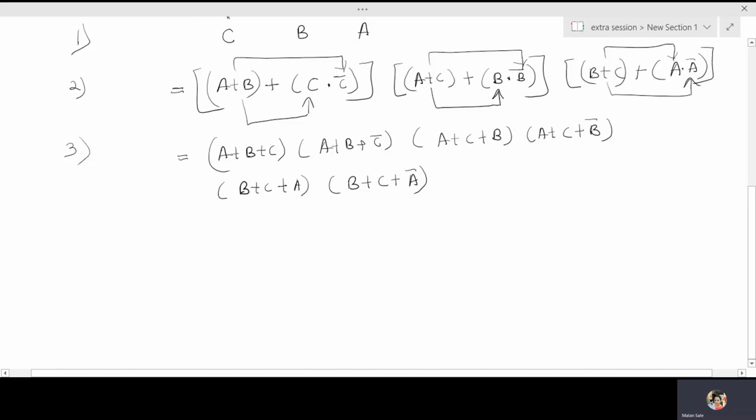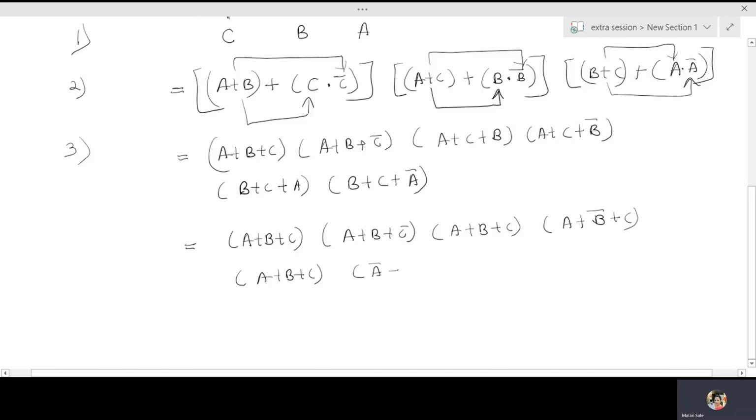After the expand operation, now we have to reorder the literals. In the first sum term, all the literals are reordered. Second sum term, all the literals are reordered. Third, all are reordered. Fourth one, A + B bar + C, then A + B + C bar, and then A bar + B + C.